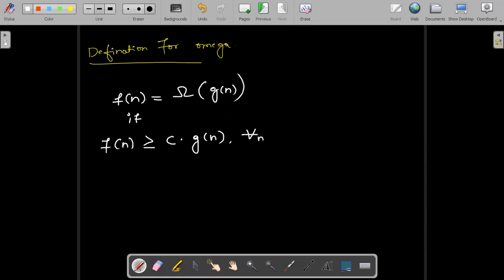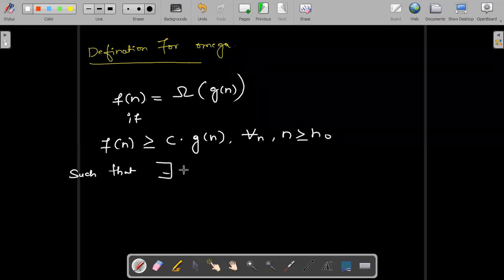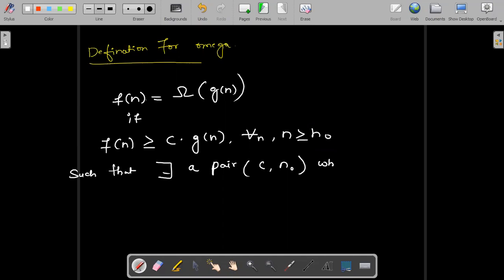That's exactly what I'm talking about. For all n values, n should be greater than or equal to n naught. This is very, very important, please understand. Such that there exists a pair of constants, c and n naught, where c should be greater than 0, already explained, and n should be greater than or equal to n naught. This is the definition.